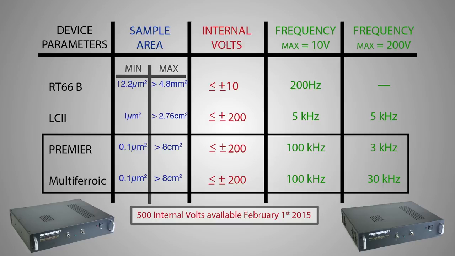Many of their specifications are the same, but they differ in their maximum test frequency when using internally generated high voltage. For instance, the Precision Premier can execute a 200-volt hysteresis loop at 3 kHz, but the Precision Multiferroic can execute the same test at 30 kHz.